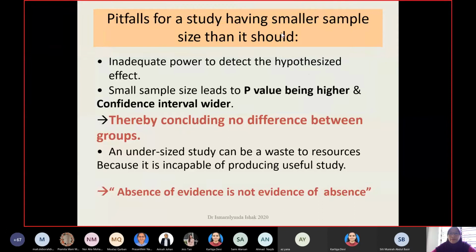Pitfalls for studies having a smaller sample size. A small sample size leads to a higher p-value and a wider confidence interval, so you thereby conclude no difference between groups. If you have a very small sample size, the undersized study can be a waste of resources because it is incapable of producing a useful study. You have done a lot of work, but you cannot find any difference because of the small sample size. Absence of evidence is not evidence of absence.